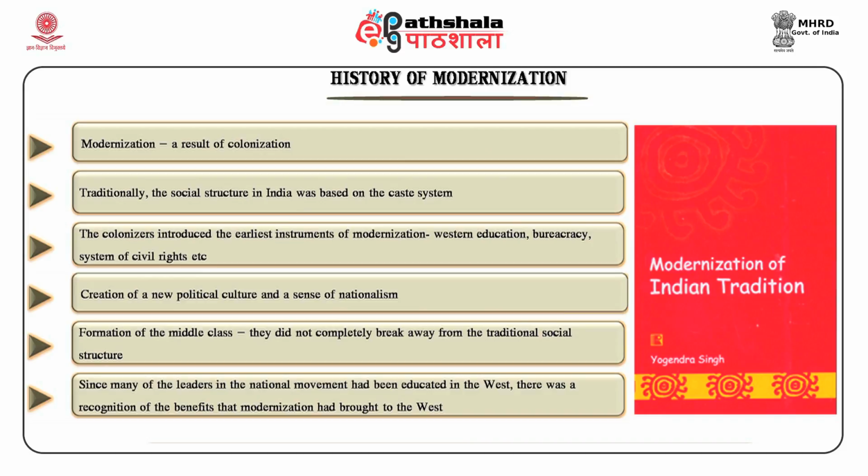Traditionally, the social structure in India was based on the caste system, which was a closed hierarchical system based on notions of purity and pollution. Colonizers introduced the earliest instruments of modernization such as Western education, bureaucracy, system of civil rights, and a modern superstructure of state and economy, among others, argues Singh. Exposure to these change agents led to the creation of a new political culture and sense of nationalism.